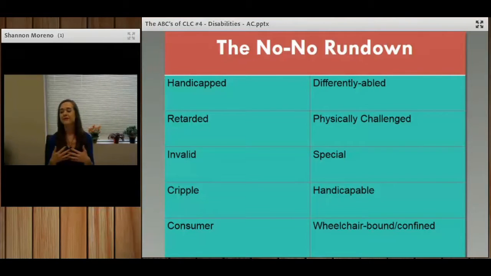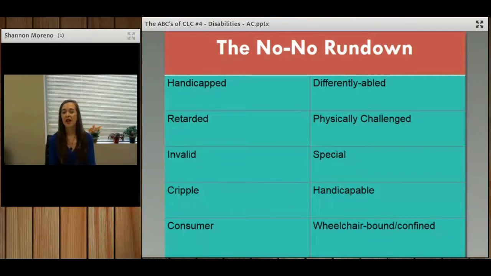Next word, retarded. This is fairly well understood as not an appropriate term. Some of the others, folks may not necessarily have heard that they're not appropriate anymore. Retarded is pretty much common knowledge in larger society that it is no longer appropriate. However, it is still in the names of some institutions and writings and so on. So that's an example of larger institutions not really keeping up with the times completely.